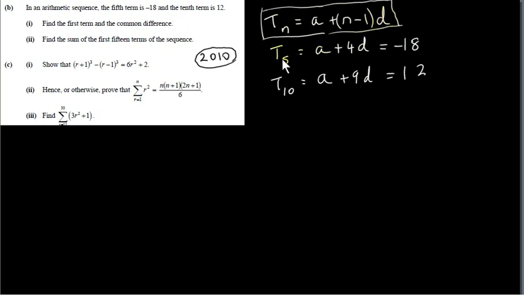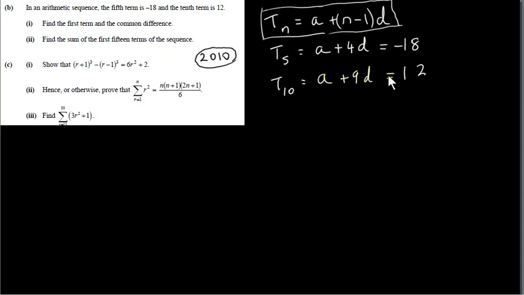We're given that T5, which is the fifth term, is equal to minus 18, so we plug 5 in for n here. We're given that the 10th term, which is T10, is 12, so we plug 10 in for n. So we get A plus 9D equals 12. You can see that we have two equations and two unknowns. We can solve between them to find A, which is the first term of an arithmetic sequence, and D, the common difference of the arithmetic sequence.